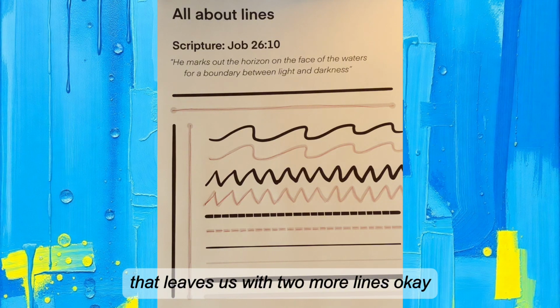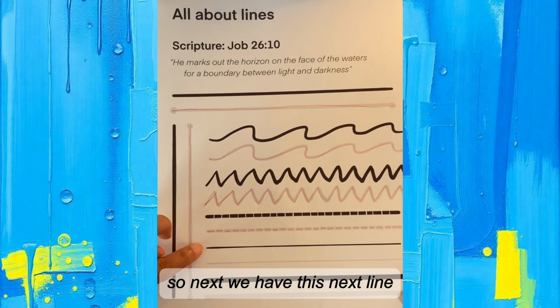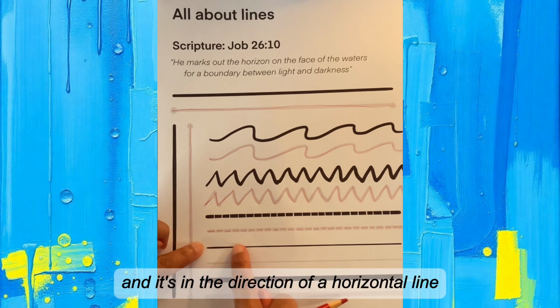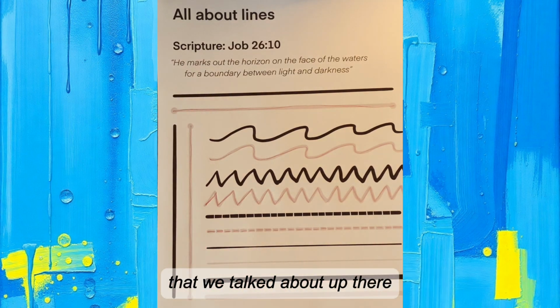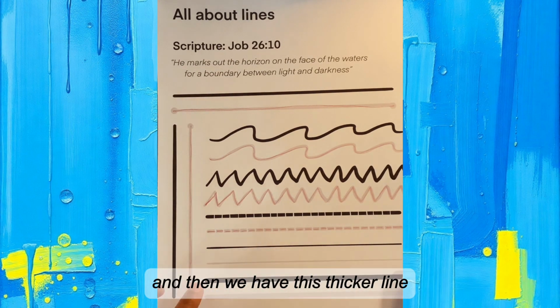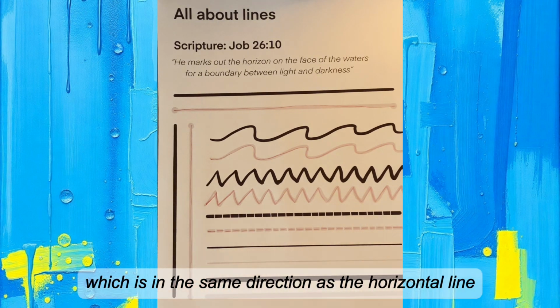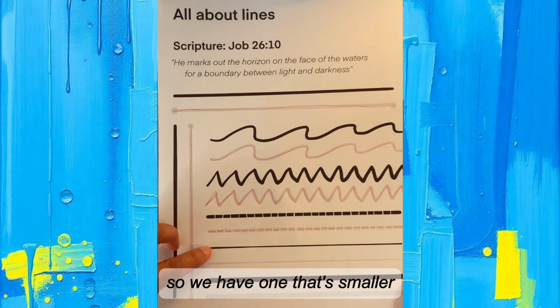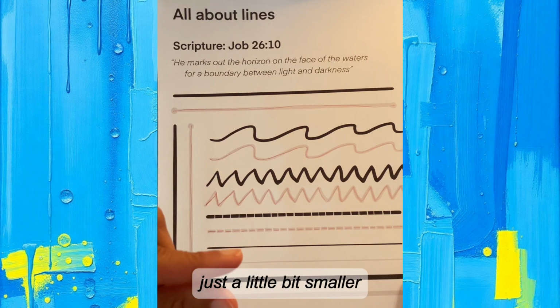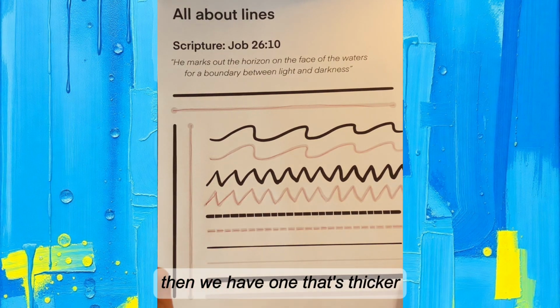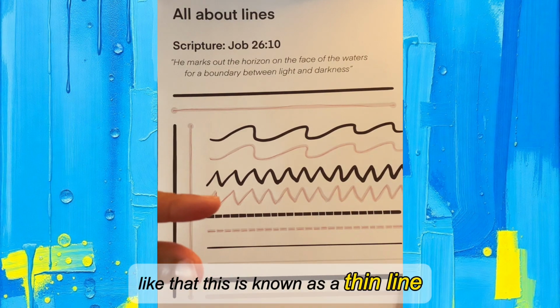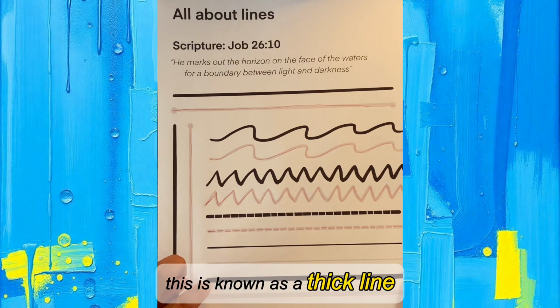Now, friends, that leaves us with two more lines, okay? So next we have this next line, and it's in the direction of a horizontal line that we talked about up there. And then we have this thicker line, which is in the same direction as the horizontal line. So we have one that's smaller, just a little bit smaller. Then we have one that's thicker, just a little bit wider like that. This is known as a thin line. This is known as a thick line.